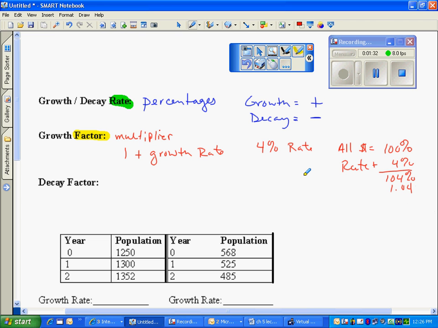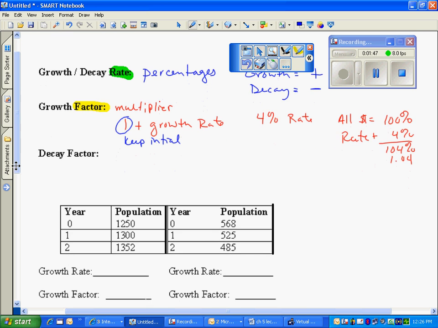So the one that we have in this situation is saying keep the initial and add to it its new growth. So the decay factor is going to again be the multiplier, and this is 1 plus the decay rate. Well, if I have a rate that's negative, that means 1 minus that rate is going to put that number less than 1 but greater than 0. So both of these involve a 1, saying keep that 100% of the original amount. 1 is 100%.